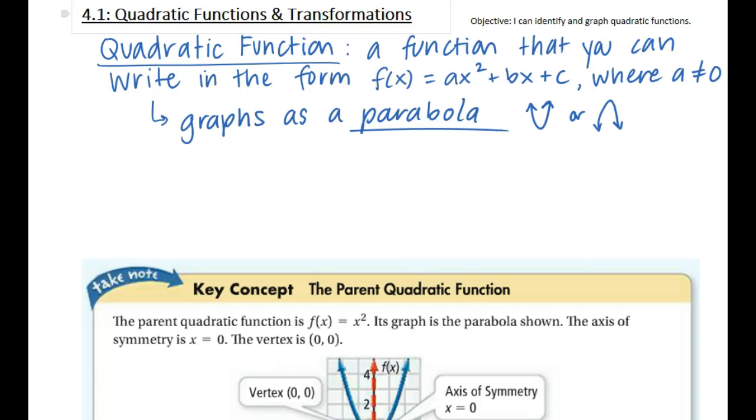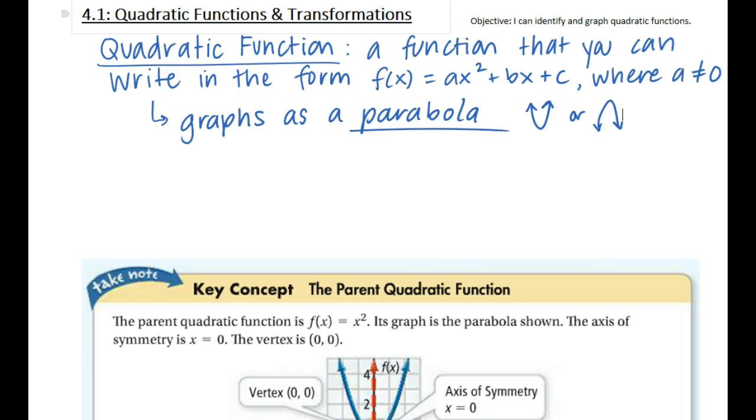Hi everyone, this is the first lesson video of Chapter 4, and we're going to start talking about quadratic functions and transformations of quadratic functions. So our objective for today is that we can identify and graph quadratic functions. So let's begin by defining what a quadratic function is.